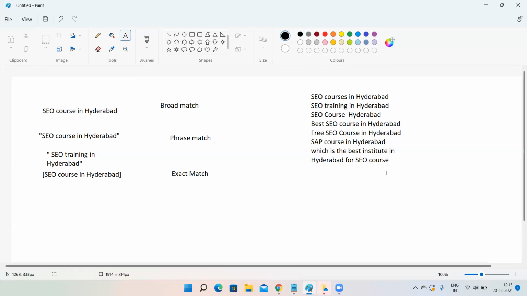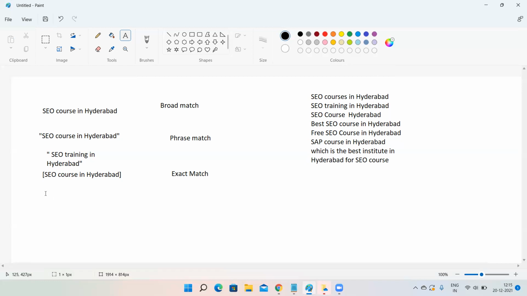Now, if you want to target all these keywords, you have to mention each and every keyword. There is a lot of headache in exact match. It is one of the good match, but the thing is you have to do lots and lots of hard work. If you use phrase match, you might be entering only some 5 to 10 keywords. But if you use exact match, you have to enter hundreds of keywords because you have to target the exact keyword, right? For SEO course in Hyderabad, if you want somebody to see your ad, you have to mention SEO course in Hyderabad. Again, SEO training in Hyderabad. Again, best SEO in Hyderabad, top SEO in Hyderabad.